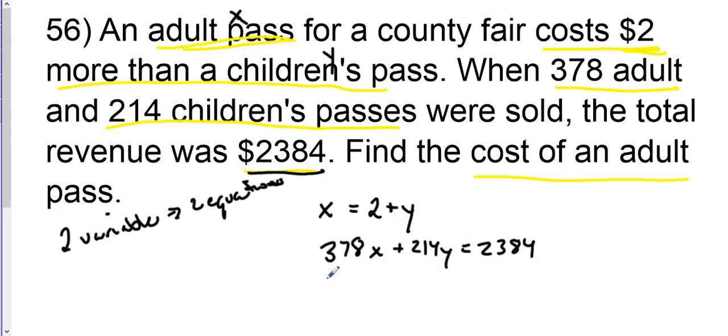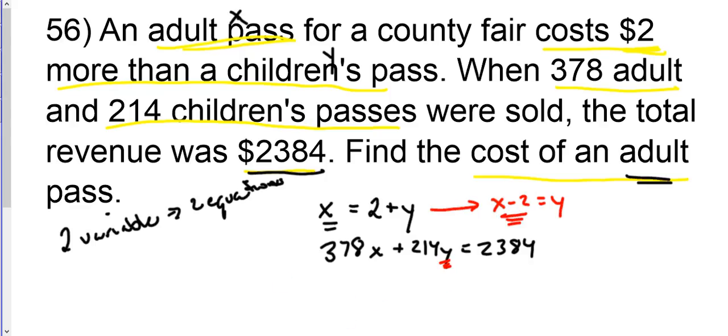All right, so now let's solve this. How do we figure this out? Since we have two linear equations, we can use either elimination or substitution. Since we're trying to solve for the adult passes, for X, I'm going to rearrange this a little bit. I'm going to write it as X minus 2 equals Y, because now I can take this value and plug it in for the Y value there.